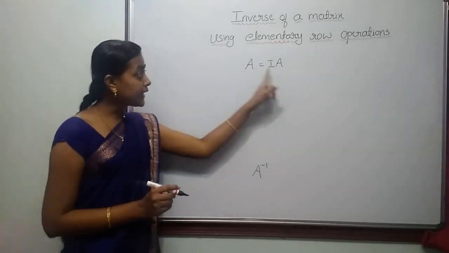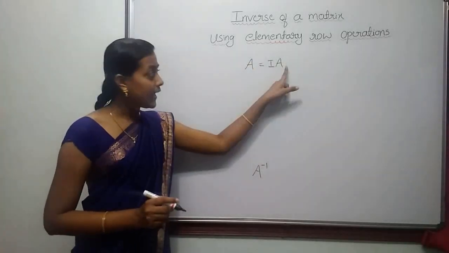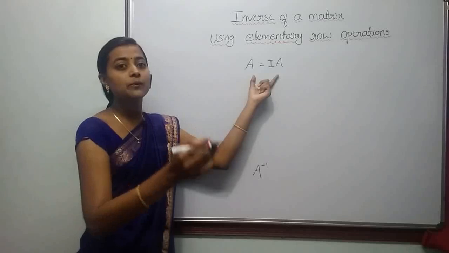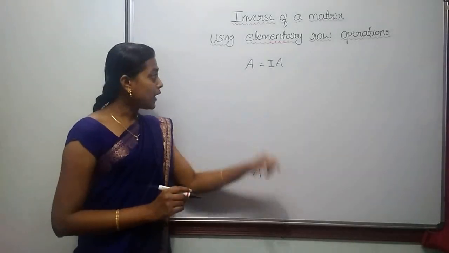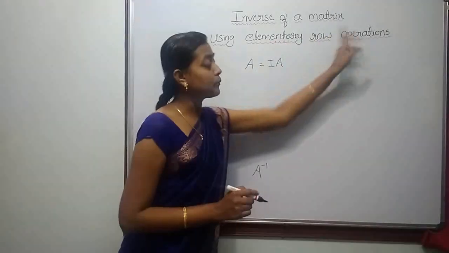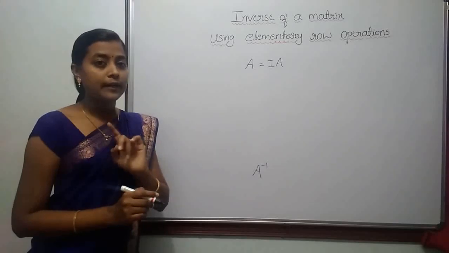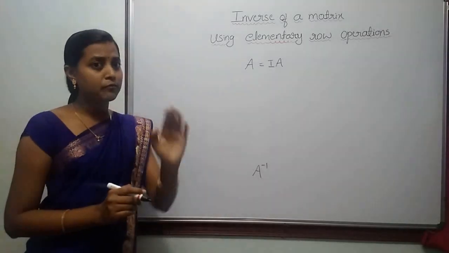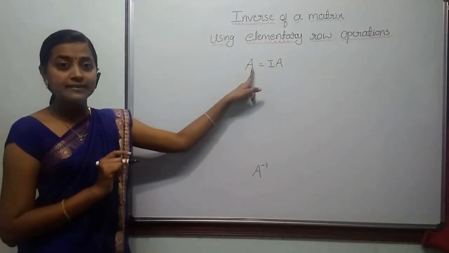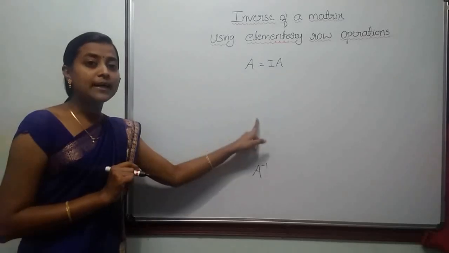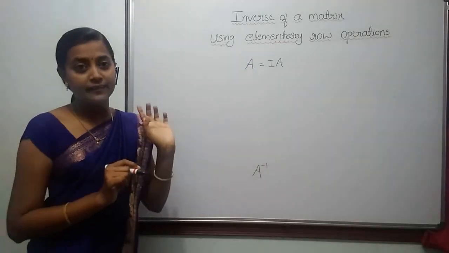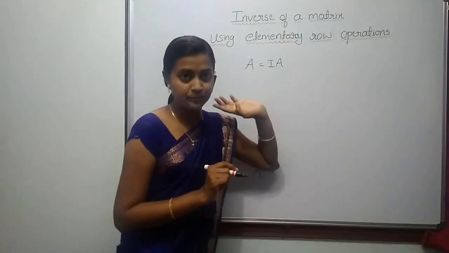We already know that identity matrix into any matrix A gives us the same matrix A. So we can easily write this equation A is equal to I into A. Now to this equation, apply elementary row operation. We already know that if I apply elementary row operation, for example, if I interchange any two rows of the matrix A, then the resultant matrix will be another matrix. That is, the matrix A gets changed to another matrix after applying the operation.